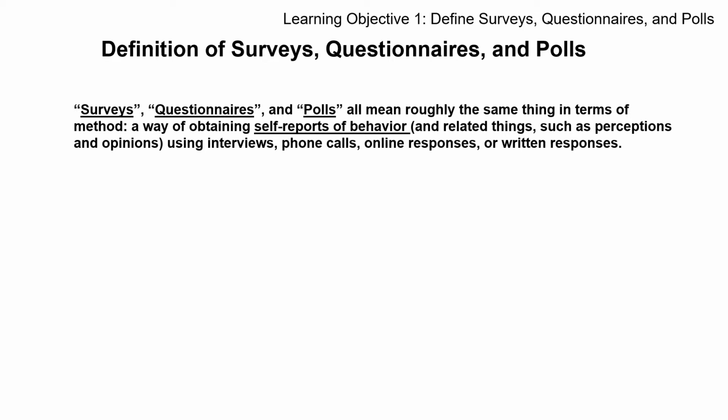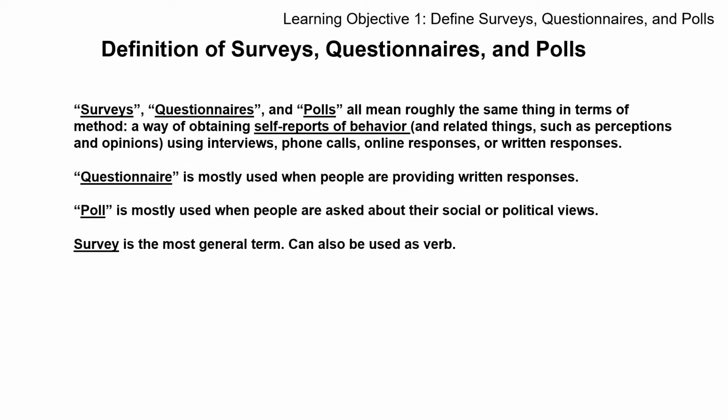You can use an interview where you can just interview someone and then write down their responses. You can call them on the phone. You can have them do written responses, online responses. Doesn't matter how you go about getting the responses. The point is a survey is going to basically be all about self-report. So the participants are going to report whatever it is that you're measuring.